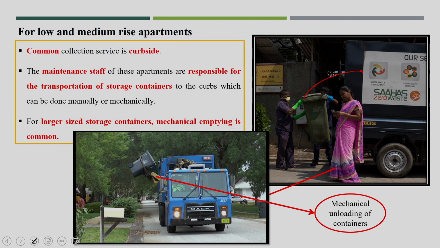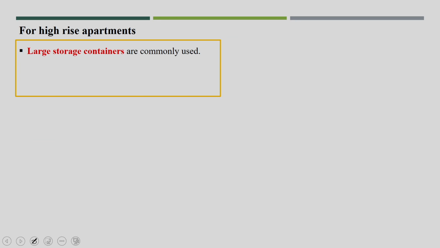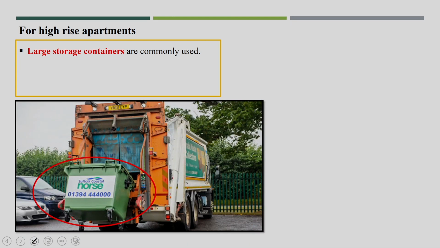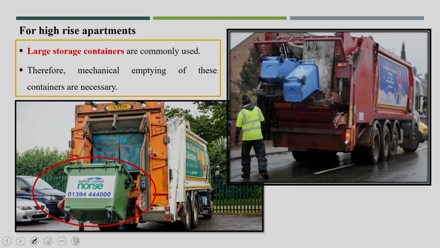See, mechanical unloading of containers is possible. In high rise apartments also large storage containers are commonly used. Here also curb service is very common, and normally it is mechanical, with the waste getting emptied into the collection vehicle. You can see here, mechanically unloading of waste into the vehicle.